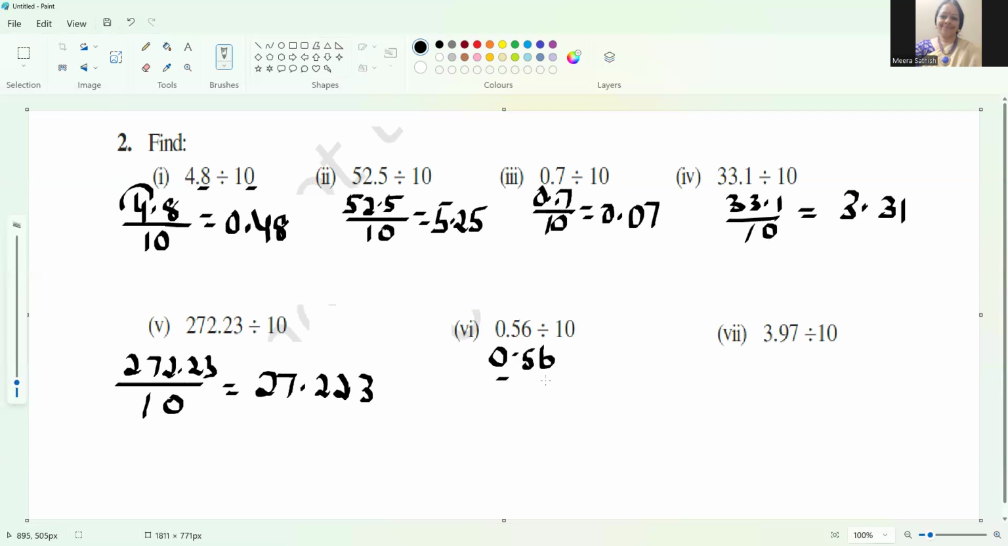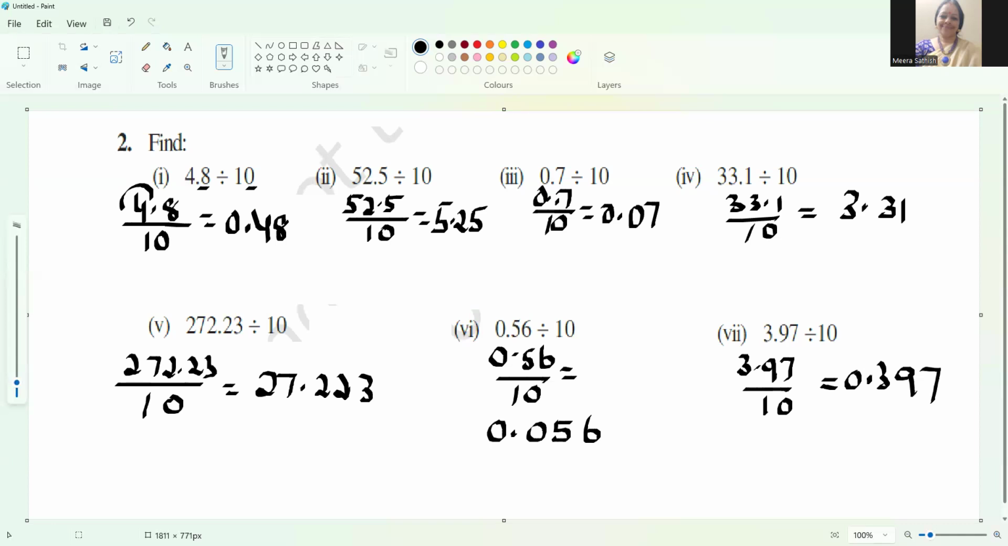0.56 by 10. So here 2 decimals in the numerator, 1 more decimal, 2 plus 1, 3 decimal places to come. So what will happen? 0.056 will come. Now 3.97 by 10. Again, 2 decimals in the numerator, 1 zero down, total 3 decimal places. So 0.397. Clear?